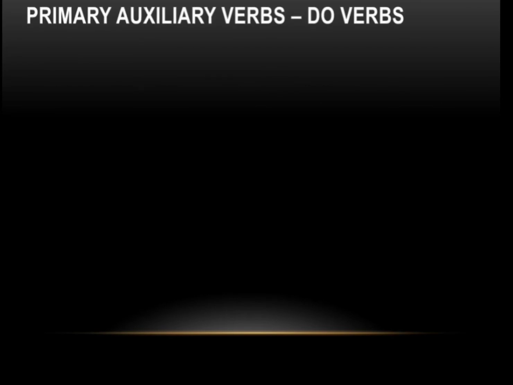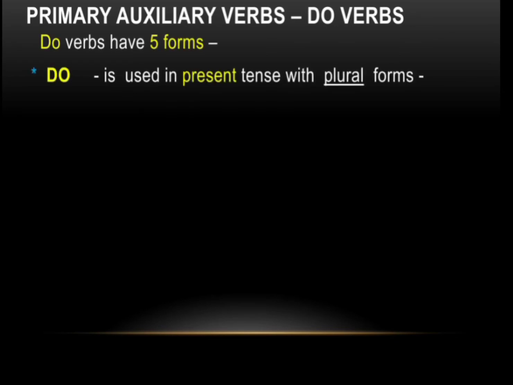The next primary auxiliary verb is the do verb. Do verbs have 5 forms. The first one is do. It is used in present tense with plural forms.